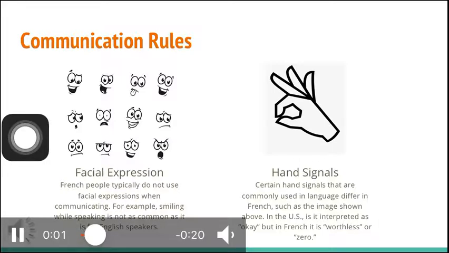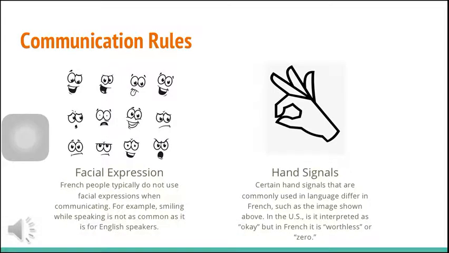The French do not typically use facial expressions when communicating. For example, smiling while speaking is not as common as it is for English speakers. Lastly, for the communication rules, it is important to be aware of the hand signals and gestures used while speaking. The French view this hand signal as zero or worthless, which is quite different than the English interpretation of okay.